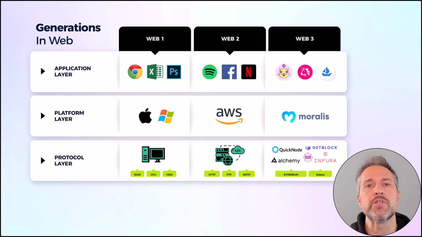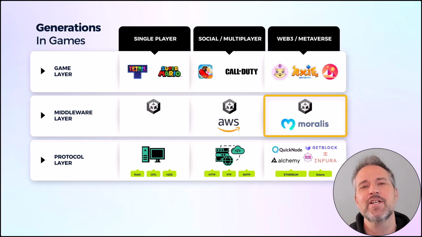Let's compare the different generations of the web. We're currently departing Web 2 and seeing more and more Web3 experiences. Now, it's not a perfect analogy, but let's look at the generations in games. With Web3 technologies like Moralis, combined with a popular game engine like Unity, we're able to rapidly develop new experiences, ones that could not have existed before.